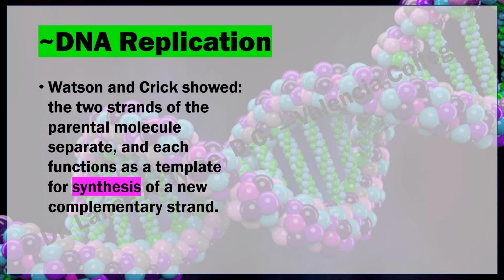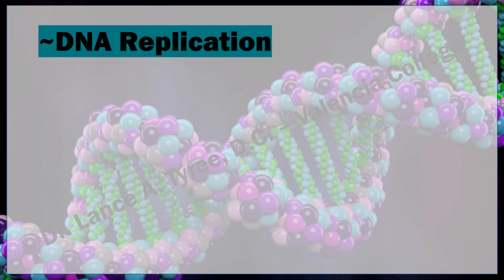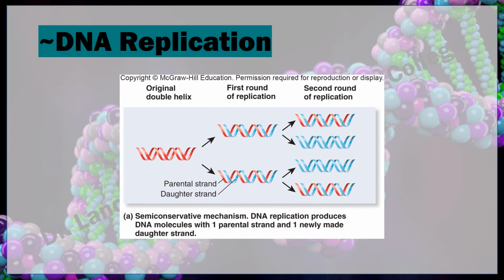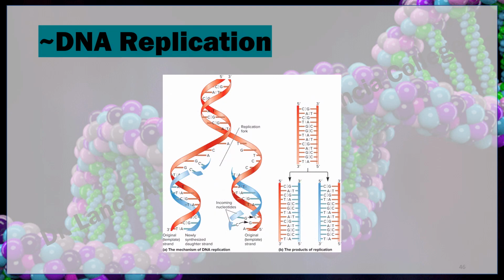Watson and Crick showed the two strands of the parental molecule separate and each function as a template for the synthesis of a new complementary strand. Okay, as we've kind of already seen in the three models. Here we're showing the semi-conservative model. We're showing the other ways of how they pair and separate.